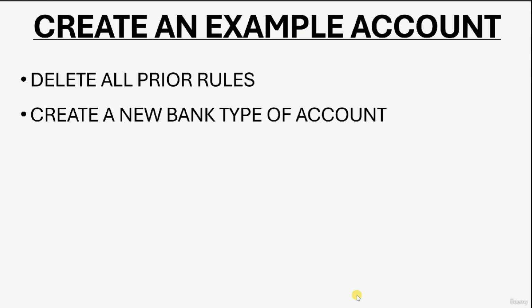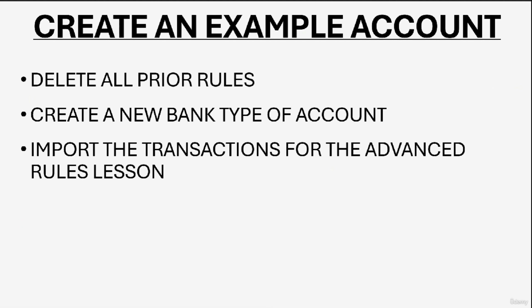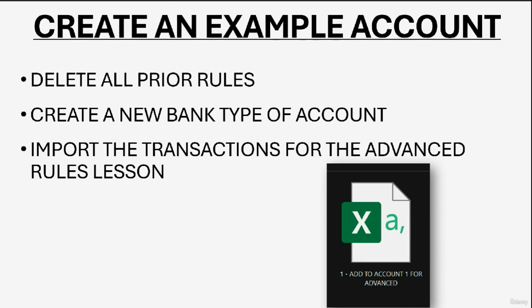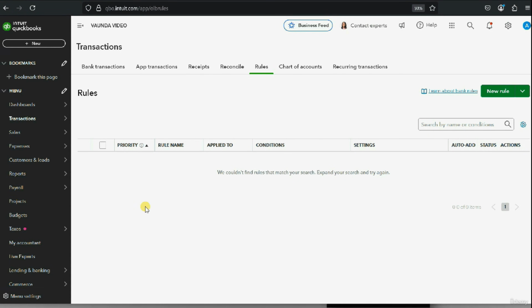we will create for this lesson a bank type of account and import the transactions for the advanced rule lesson that you're about to experience. So look for the file that says Add to Account 1 for Advanced. Now you need to download this from the exact same place that you downloaded all the prior files that we have been working with thus far. And once you do that, you have to put it in the proper folder so that you can select it.